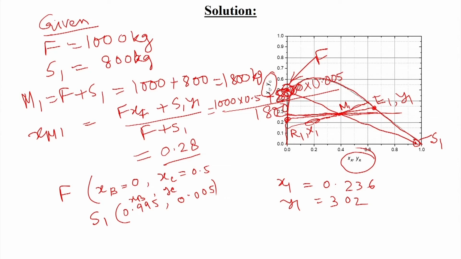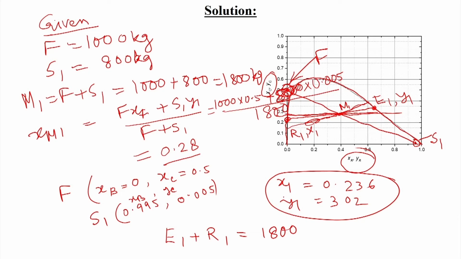We need the exact values from the equilibrium data points for x 1 and y 1, and we know that E 1 plus R 1 is the mixture, that is 1800. If we do this calculation on the graph paper, we get the values. I had not drawn the correct tie line data, that is why initially it showed a different value. From there we get E 1 equal to 1200 kg and R 1 is the rest of 1800, that is 600 kg.